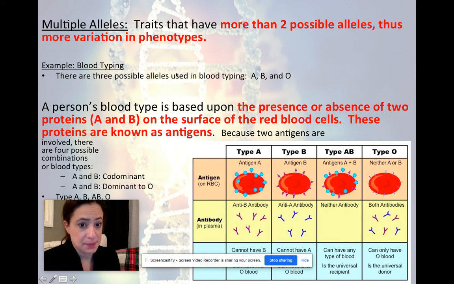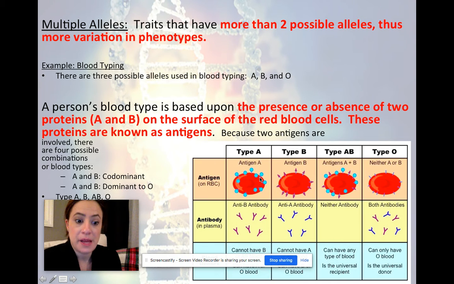Now, there are three possible alleles that are associated with at least this antigen for blood types. There's an A allele, a B allele, and an O allele. And it's based on a protein that's on the surface of our red blood cells. So a person's blood type is based upon the presence or absence of two proteins, A and B, on the surface of the red blood cells. And these proteins are known as antigens.